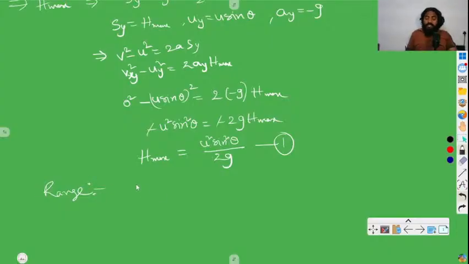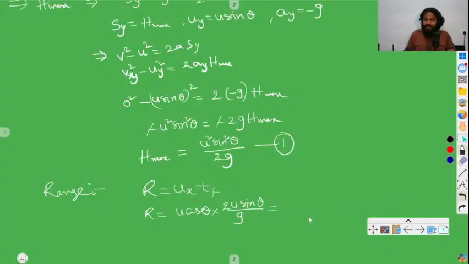Here range is nothing but horizontal distance, right? So horizontal distance is equal to horizontal speed into total time, right? So now here R is equal to, what is ux? U cos theta, right, into what is the time of flight for the entire journey. For the entire journey we are calculating range, right? For the entire journey the time of flight is nothing but 2u sine theta by g, right?